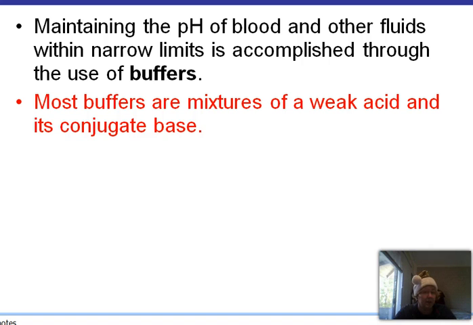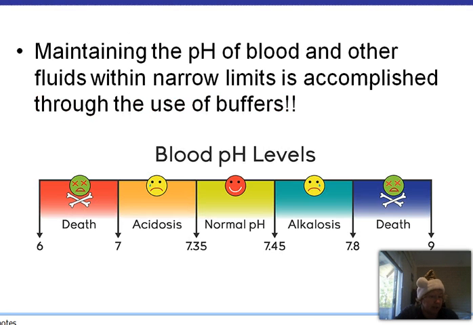Super fun. Maintaining the pH of blood and other fluids within narrow limits is accomplished through these super fun things called buffers. If you didn't have buffers in your body, you'd probably be dead. Buffers are mixtures of weak acids and their conjugate bases, and they accept and donate hydrogens to keep the pH constant. See, the pH of your blood needs to be between 7.34 and 7.45. Otherwise, bad, worse, bad, worse.